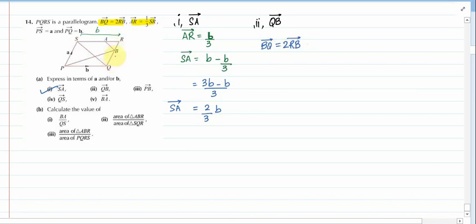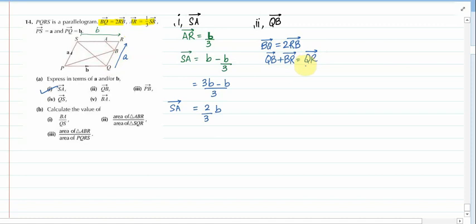You have the total value of Q to R. From Q to R, it's A, right? And it says QB is 2 times of RB. The total we know it's A. If I make the path here, QB plus BR is equals to QR, right? That is a straight path. QB plus BR is equals to QR.